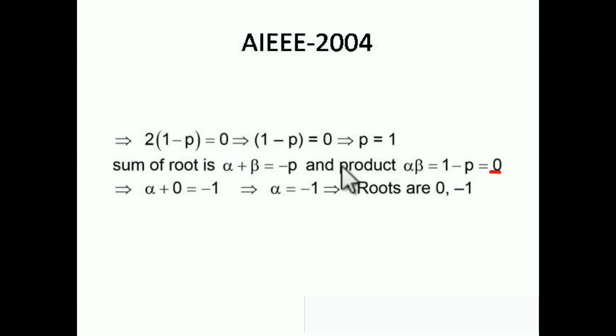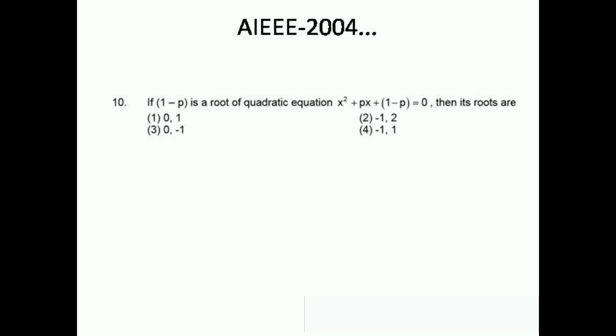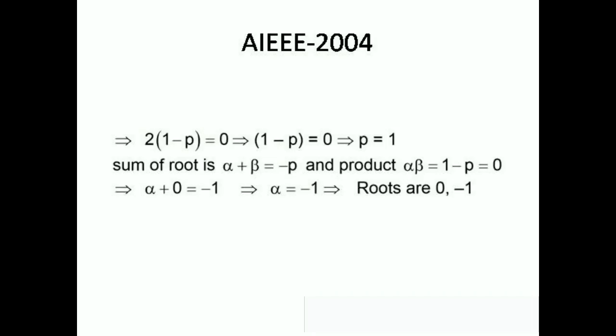And I already know that one root is what? Tell me, one root is 0. So if alpha is equal to 0, then beta is equal to minus p. And what is the value of p? p is 1. So beta is equal to minus 1. Or alpha is equal to minus 1 and I take beta equal to 0. So I have two roots ultimately, that is 0 and minus 1. A very good, intelligent question. So this is also a good question from AEEE on quadratic equation.